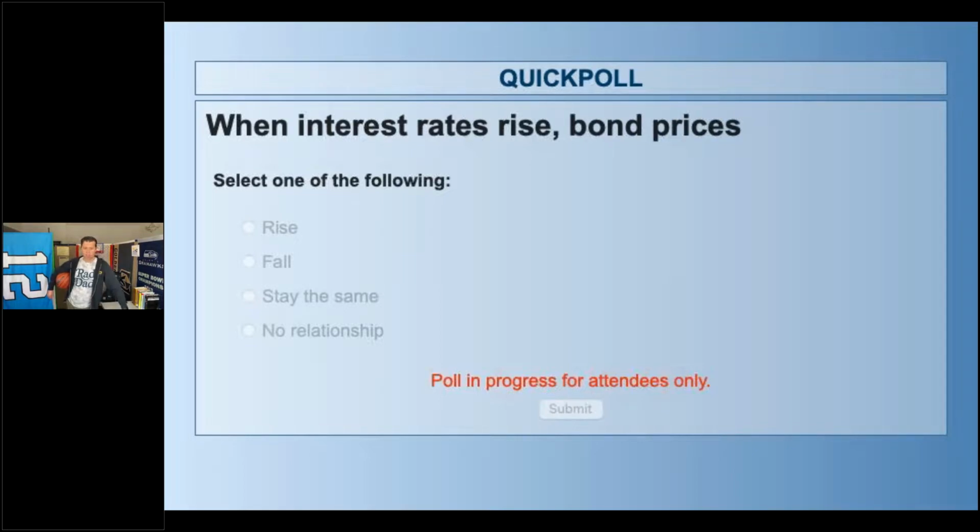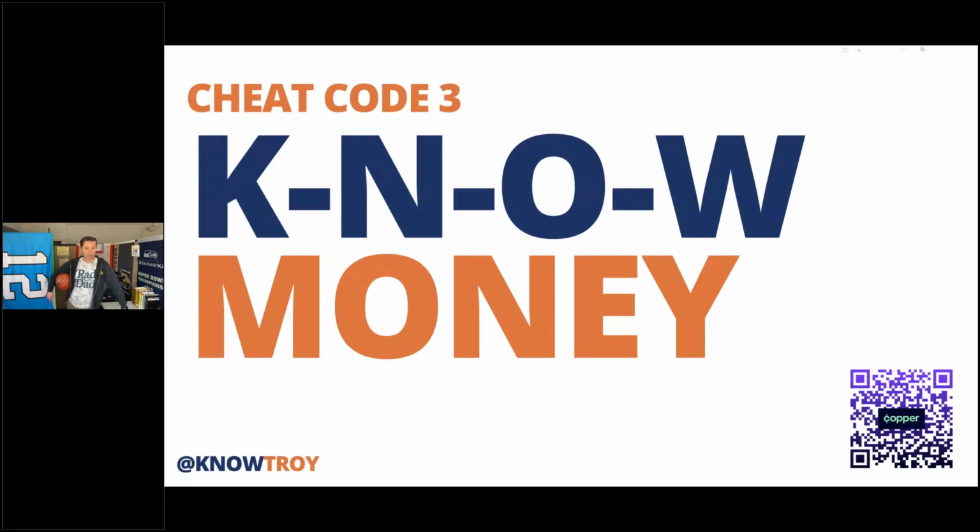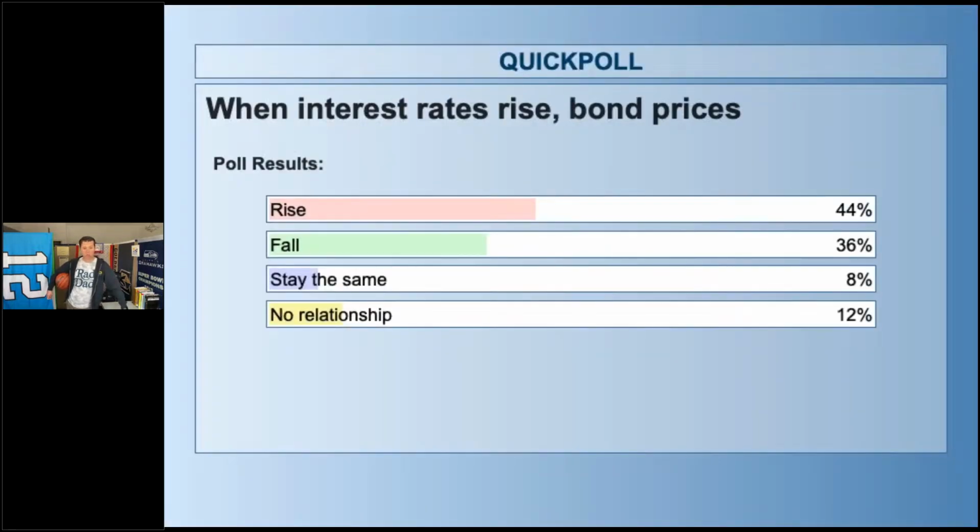See, you're not getting a lot of this type of teaching in school. That's why I like working with Junior Achievement as well. Alec Ingold, fullback for the Las Vegas Raiders, is a part of Junior Achievement. I'm part of Junior Achievement, and they teach a lot of this: financial literacy, personal finance. When interest rates rise, do bond prices rise, fall, stay the same, or no relationship? And the answer is fall. Bond prices fall, and if it looked like rise was the winner, actually it's fall.